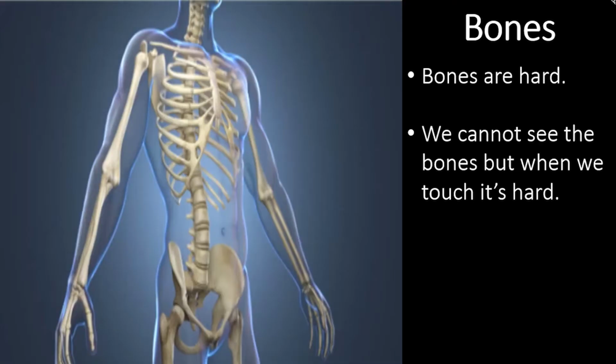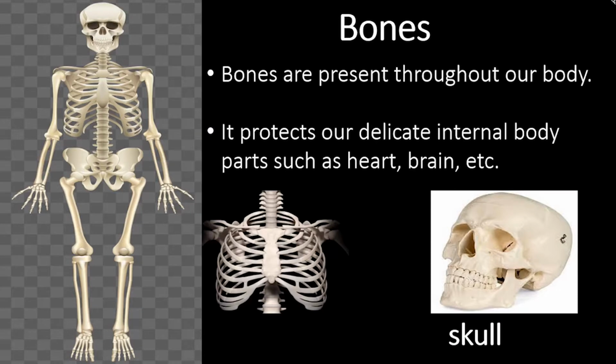Bones. What are bones? Bones are hard. We cannot see the bones, but when we touch, it's hard. So, children, when you touch your body, when you touch your fingers, when you touch your thigh, your arms, the hard portion is your bones. You cannot see, but when we touch, it's hard, okay? Bones are present throughout a body. From your head till your toe, your body is covered with bones. You cannot see it, but you can feel it, okay?